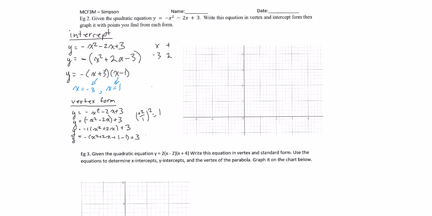Now, upon simplification, you end up with -x plus 1 squared. You can work through this. And then we have plus 4 as our final answer, which means our vertex is -1, 4. And we can plot this on the graph here.